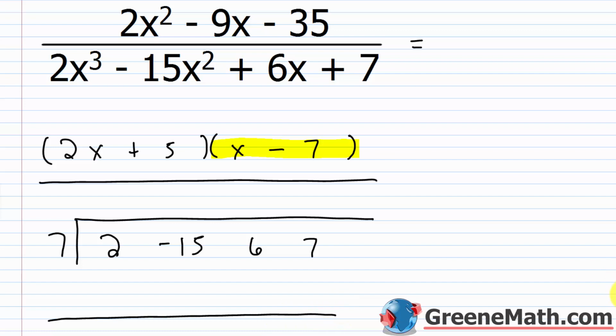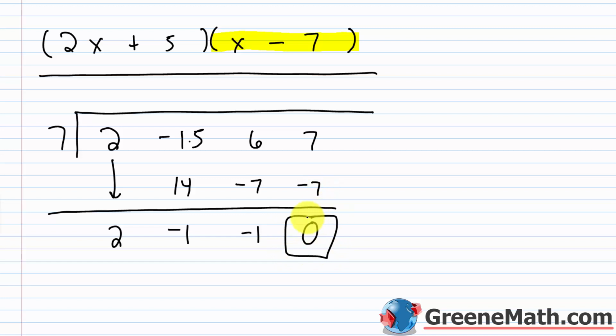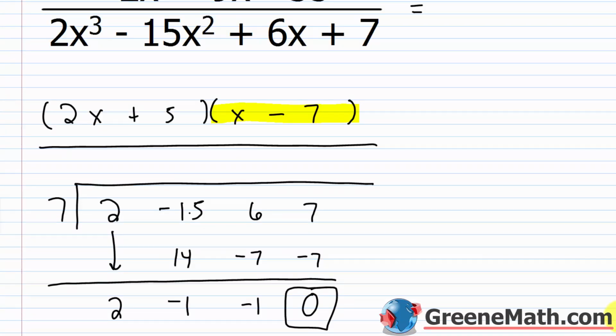Let me scroll down, get a little room. We'll come back up in a second. Drop down the first number. So this goes here. 7 times 2 is 14. We add, negative 15 plus 14 is negative 1. 7 times negative 1 is negative 7. We add, 6 plus negative 7 is negative 1. 7 times negative 1 is negative 7. 7 plus negative 7 is 0. This is important here. We have no remainder, okay? We have no remainder. So that means that x minus 7 is a factor of 2x cubed minus 15x squared plus 6x plus 7.